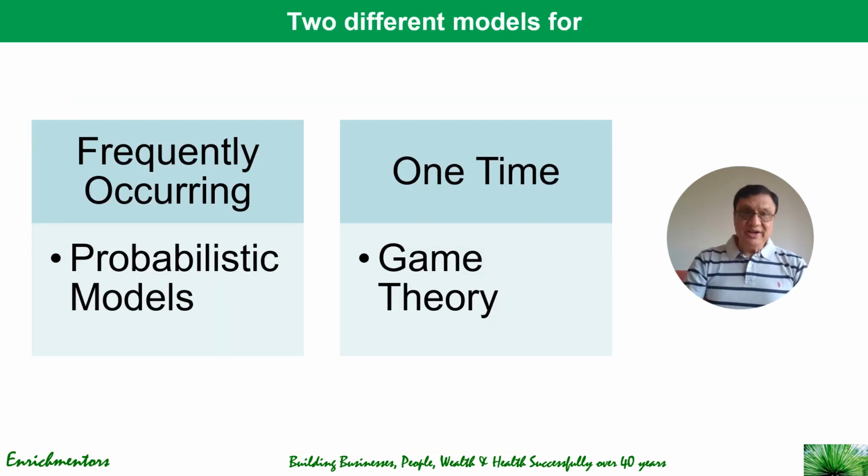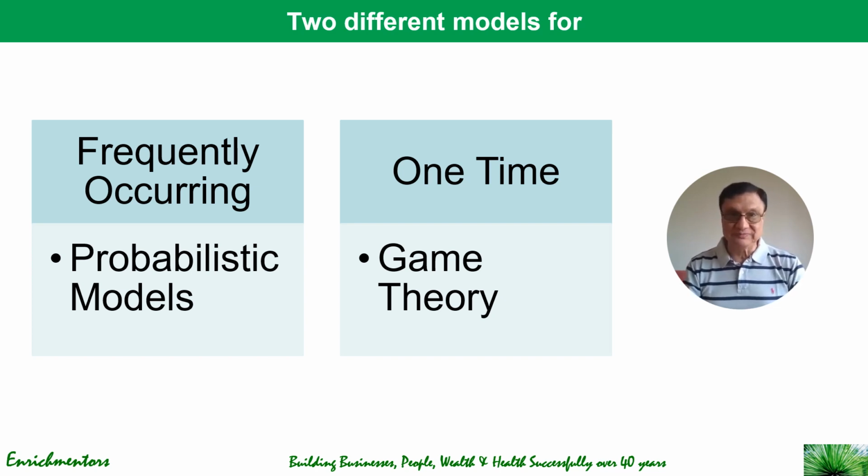Right. So there are two different models that you can use. There are two types of situations in business that can happen. There are situations that will occur frequently. It happens every month, every quarter, every year, and it's likely to happen again. Now, you don't know what the outcome is, but it has happened for many, many months in the past. So you can use a probabilistic model there, based on the understanding of the past and a certain assumption that these probabilities will continue to work in future.